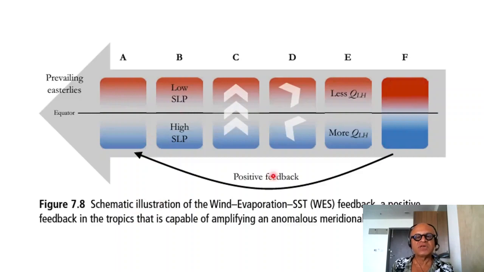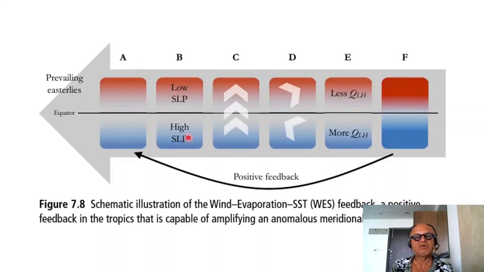No harm done. So just remembering the climatological winds and that we are talking about anomalous winds, typically there is another process that's very fundamental called the wind evaporation SST feedback, which is a positive feedback in the tropics that is capable of amplifying an anomalous meridional SST gradient. So let's say there are prevailing easterlies which are the normal. If you are going in a positive feedback loop, you can start anywhere. So let's say you have a meridional gradient in here with warmer SSTs and colder SSTs.